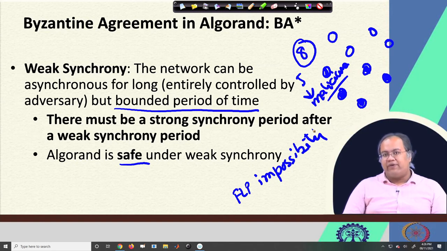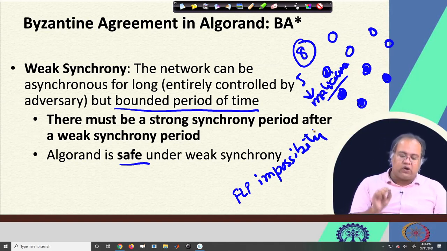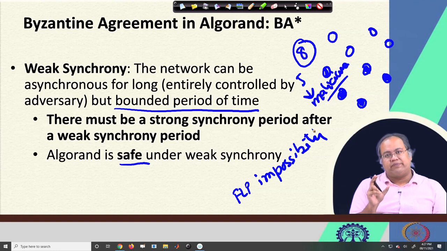But here we see that we are not assuming a strong asynchronous system for long. What we are saying is that an asynchronous system can exist for a bounded period of time. For that bounded period of time, the network may be controlled by malicious users, but after that bounded period of time I will have a strong synchronous environment.